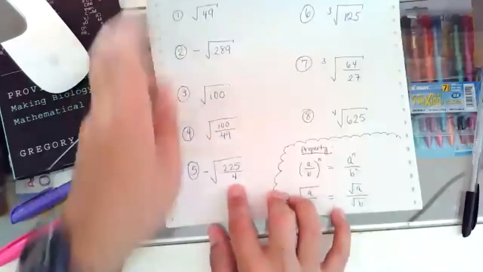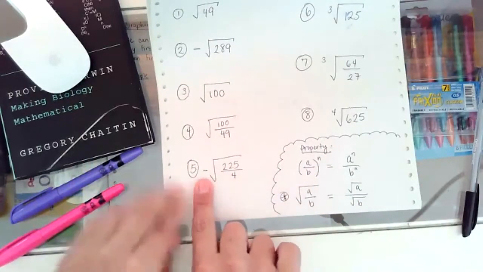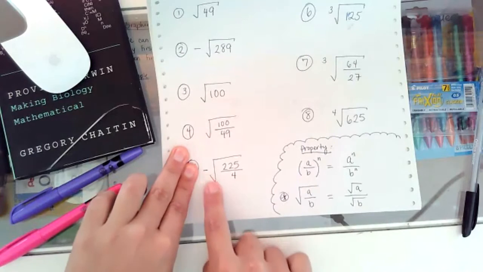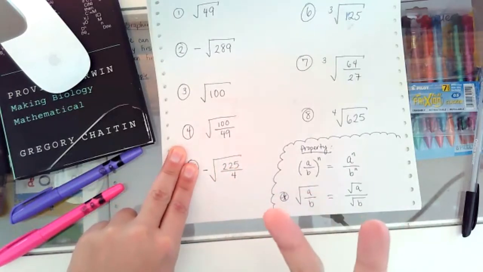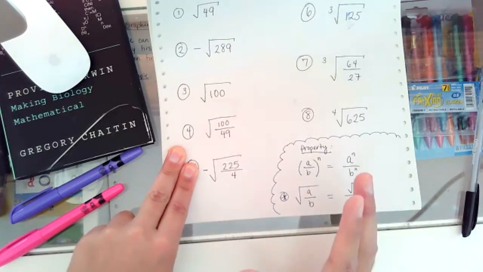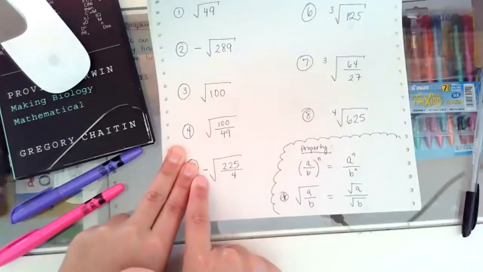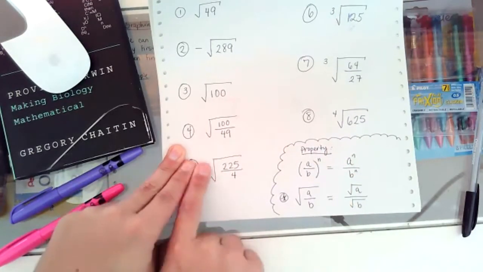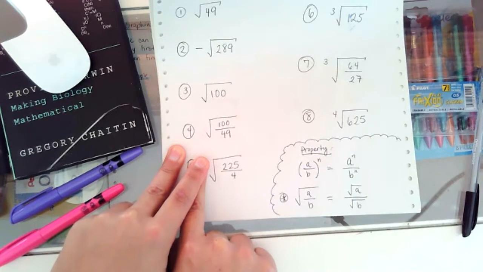With number 5, whenever you're simplifying algebraic expressions, we have a negative sign here, we have stuff inside the radical symbol, and then we have a fraction. So you want to remember your order of operations and take care of the stuff on the inside first before you move out to the negative sign. So what I would do is try to simplify the radical of 225 over 4.